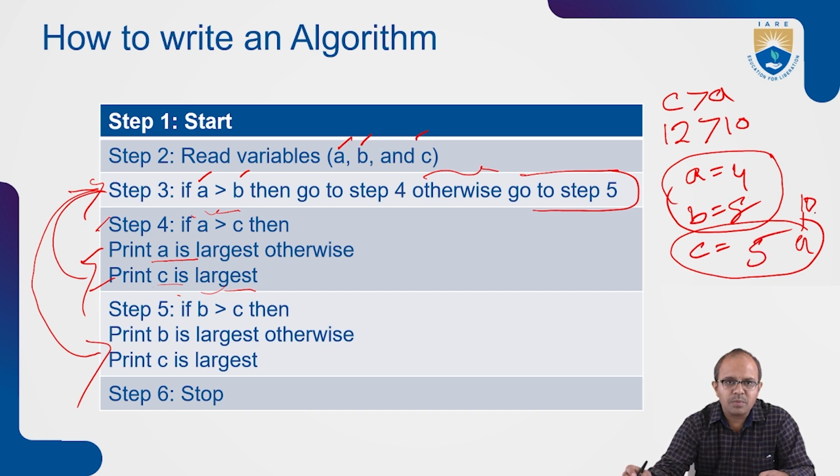Now in step 5, we would like to compare the values of B and C only. If B greater than C, it's true because 8 is greater than 5. So we say print B is largest. Otherwise, when the statement B greater than C becomes false, we say print C is largest. And finally, we are going to write a stop statement.